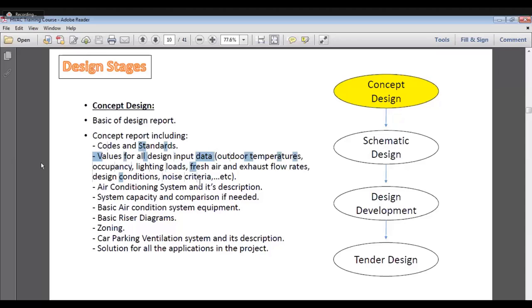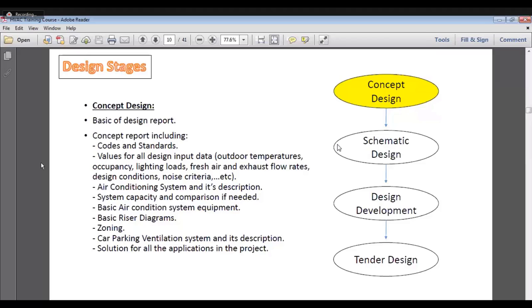The report contains the codes that we use in the design, the input data we use for temperatures, lighting, and everything like this. We provide system capacity and the comparison, why to use a split unit, why to use an air-cooled chiller, why to use a water-cooled system. That is the main aim of the concept report.